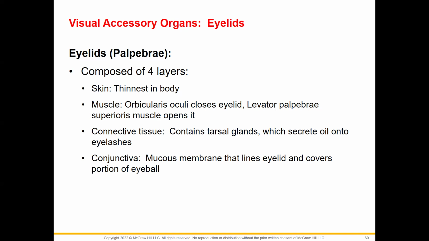Then you have the conjunctiva, which is the mucous membrane that lines the eyelid and covers a portion of the eyeball. So when people lift their eyelid and you start to see the pink tissue underneath the eyelid, that's the conjunctiva. That is the mucous membrane that lines that eyelid, and then you also have a portion of it that covers the eyeball.